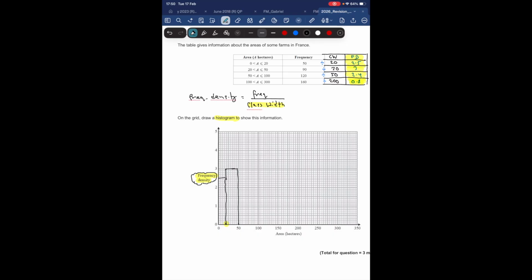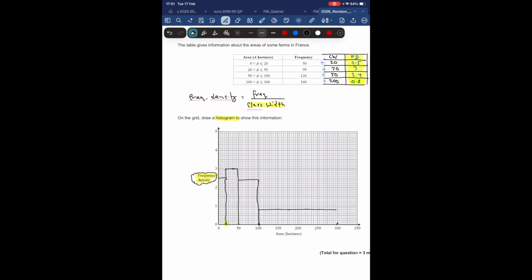Again, you don't need to shade these in, you can just keep them as they are. The next interval is from 50 to 100, and that's got a frequency density of 2.4. So 50 to 100 is there, 2.4 is just one square underneath, 2.5. That's our third bar. And then the last bar is from 100 to 300. Frequency density is 0.8. So from 100 to 300, 0.8 is about there.